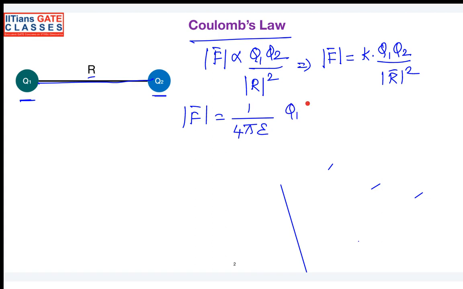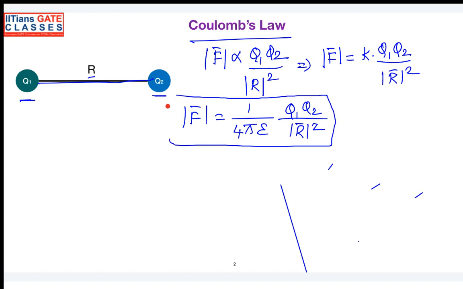When any two charged particles are placed in any medium, they will experience a kind of force called the Coulomb's force. That force magnitude is given by 1 by 4 pi epsilon Q1 Q2 divided by R square. Epsilon is said to be the permittivity of the medium. The value of permittivity is epsilon naught into epsilon R, where epsilon naught is the free space permittivity.